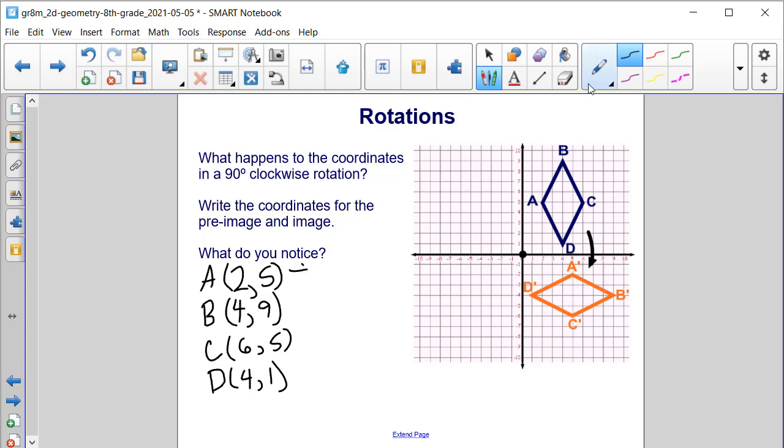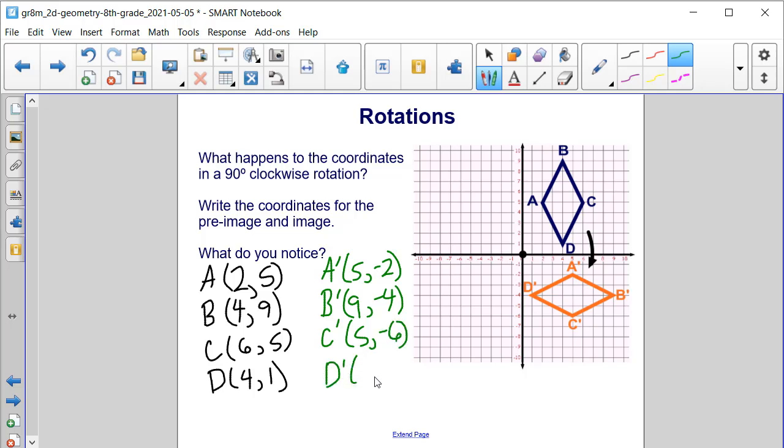Okay, so now we're going to go to our primes. So for A prime, or our image points, we have (5, -2). For B prime, we have (9, -4). For C prime, we have (5, -6). And for D prime, I'm not going to examine it, it's going to be (1, -4). And it is (1, -4).